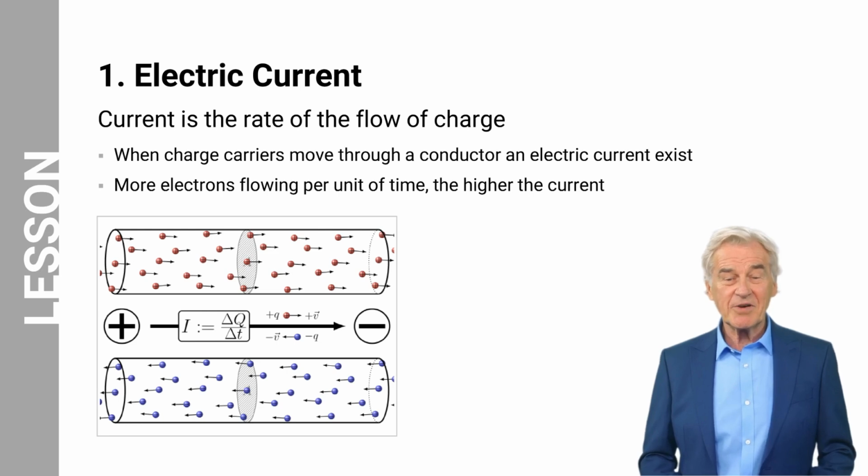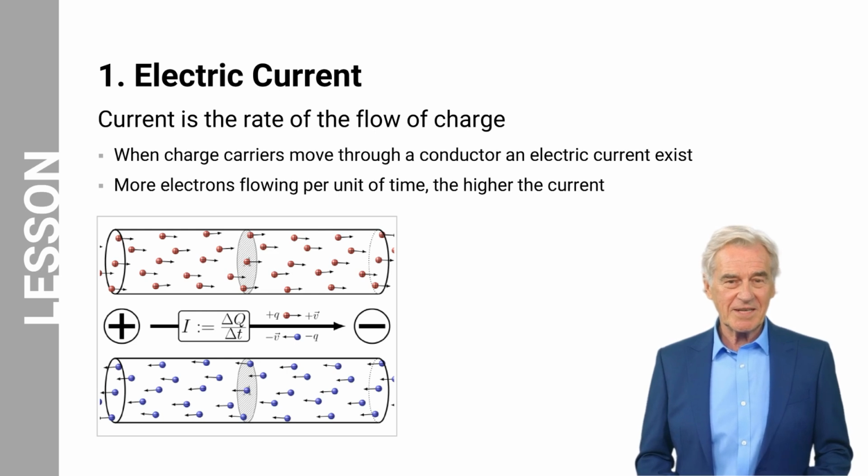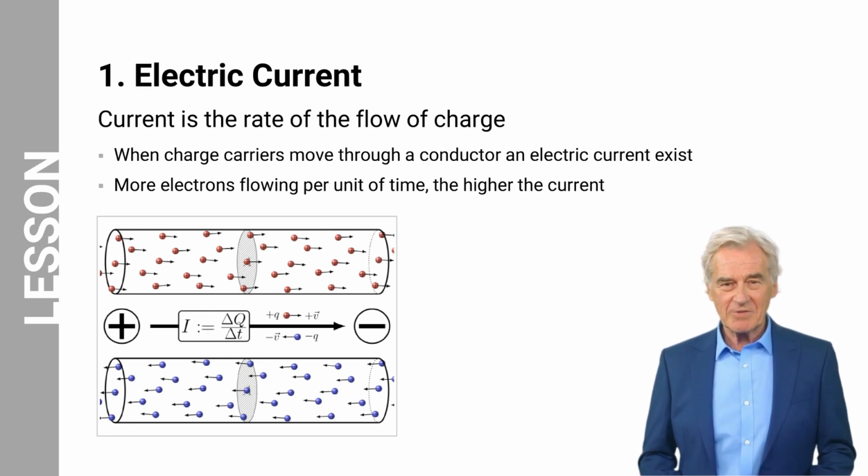Current is the rate of the flow of charge. When charge carriers move through a conductor, an electric current exists. The more electrons flowing per unit of time, the higher the current.